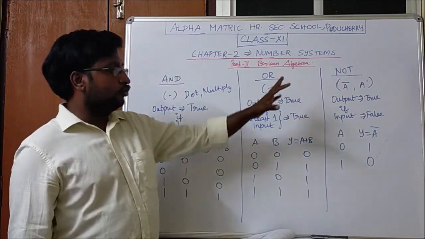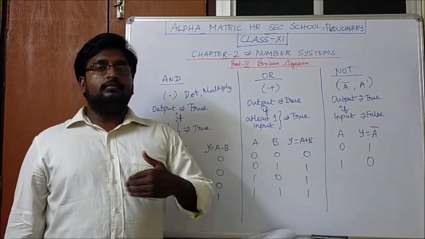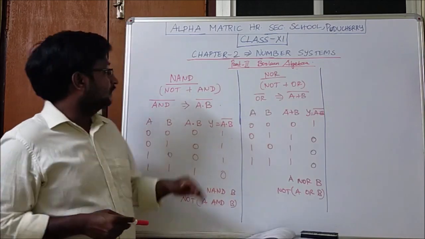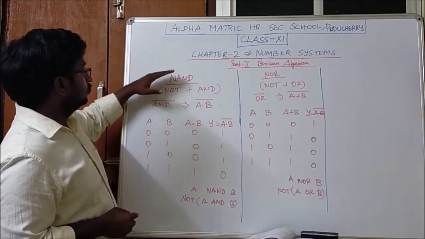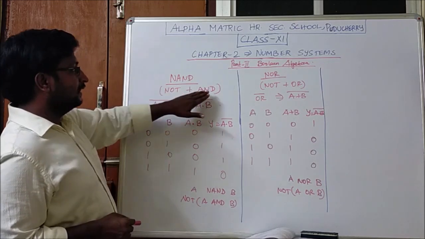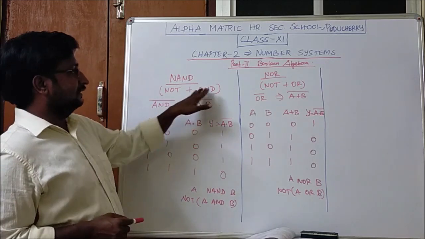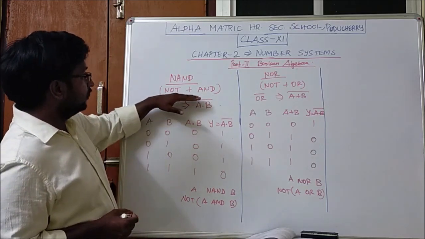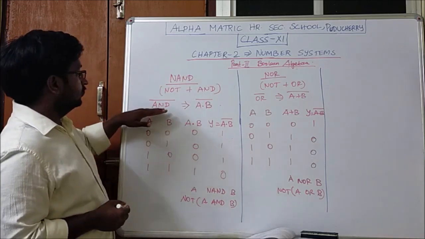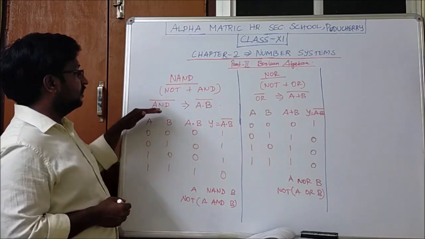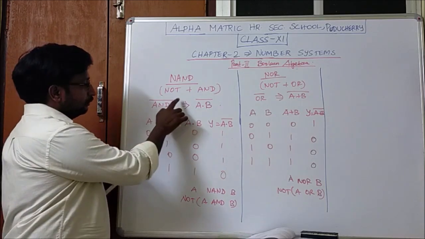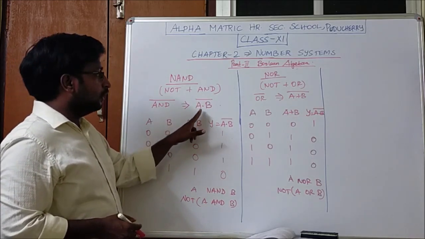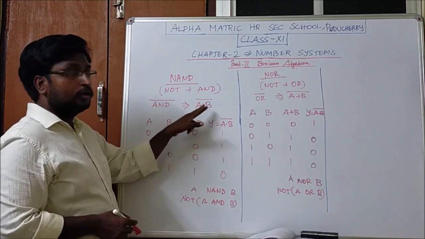By combining these operators, we can derive some new operators. Let us see what the new operators are. Next is the NAND operator. NAND is a combination of NOT and AND, that is NOT plus AND. These two are the basic logic operators. By combining these two, we derive a new operator. So it is the inverse of the AND operator. In representation, we can say that it is the inverse of A dot B.